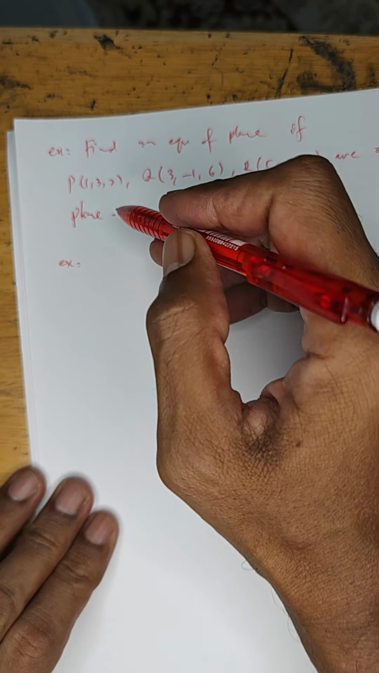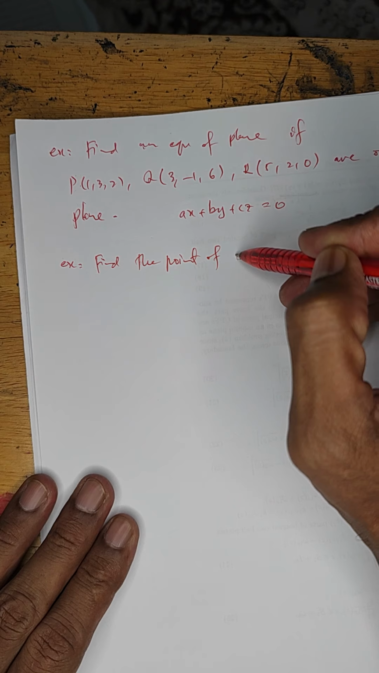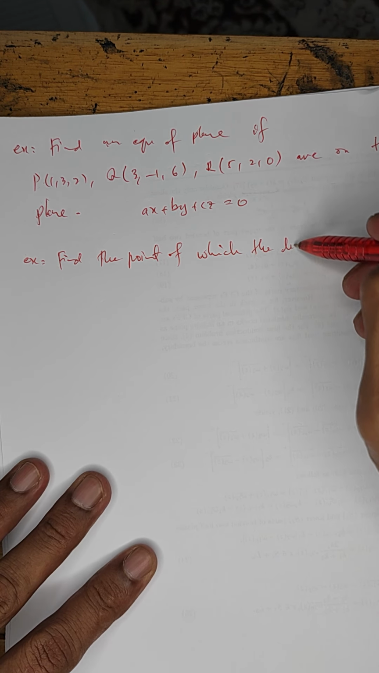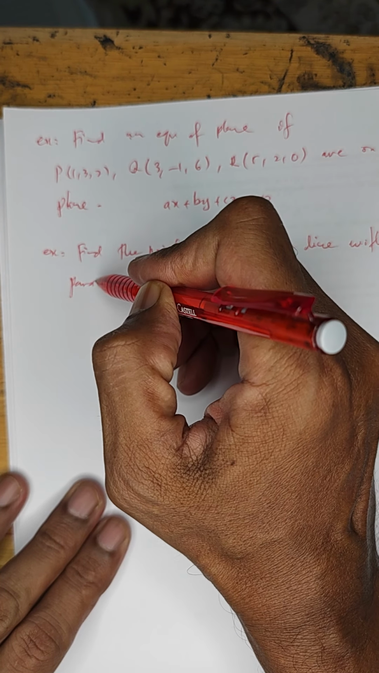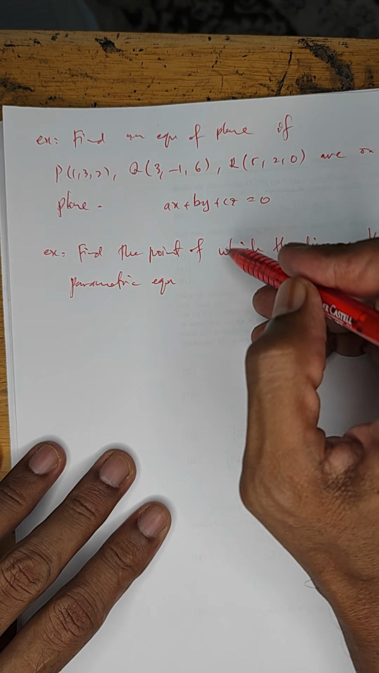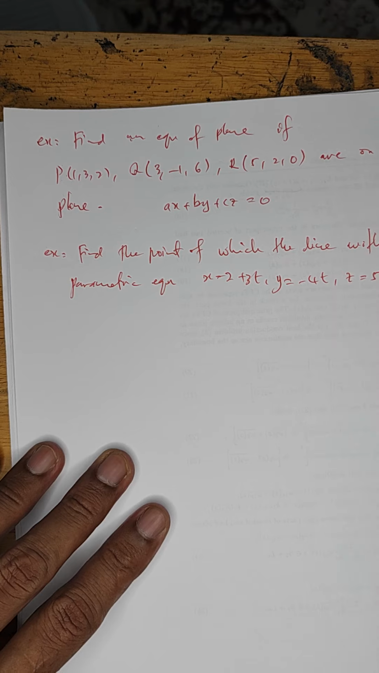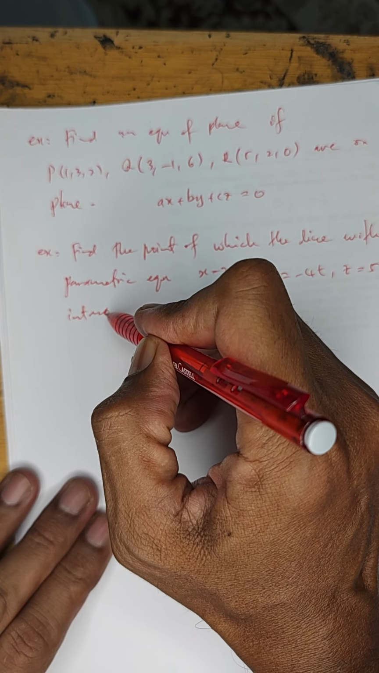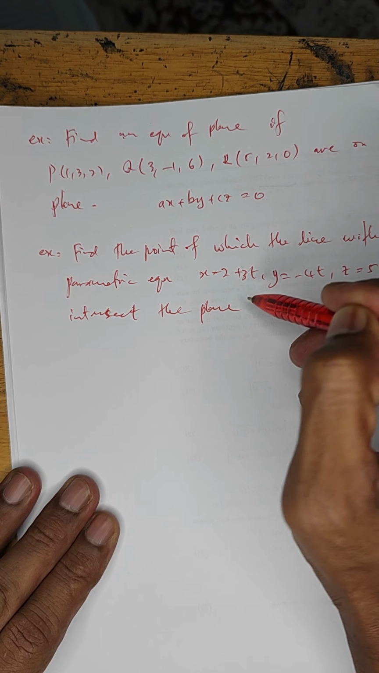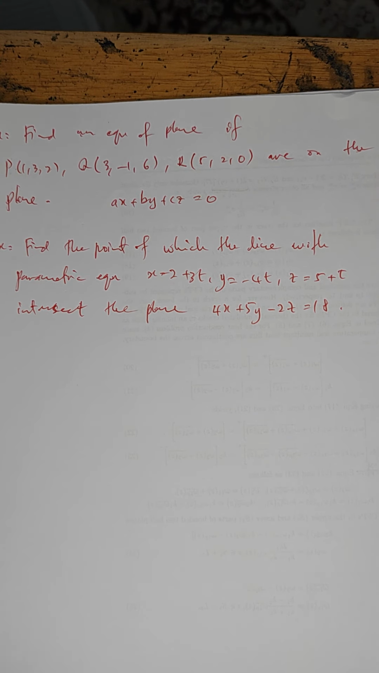Now another exercise: find the point at which the line with parametric equation x = 2 + 3t, y = -4t, z = 5 + t intersects the plane 4x plus 5y minus 2z equal to 18. Okay, so I think you can do that one.